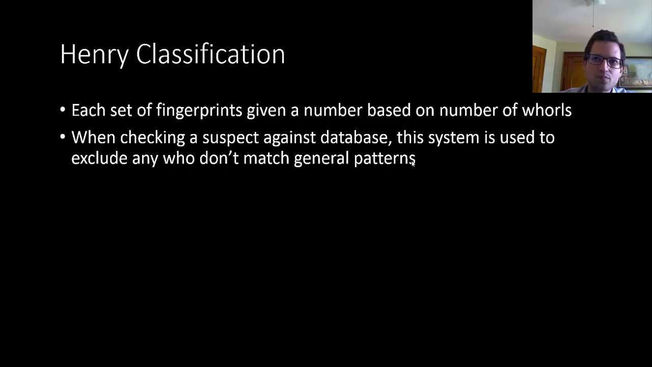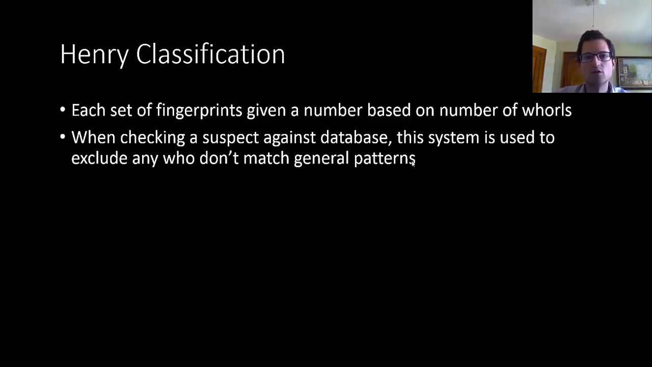So what we do is we take this primary classification that just tells you basically how many fingers have whorls and which fingers are they, and then you can check that against the database, and then you can exclude anyone who doesn't have those general patterns. Because we know that if I have a whorl on my left middle finger, and the person you're checking me against doesn't, then you don't need to go any further. You know that person isn't me.